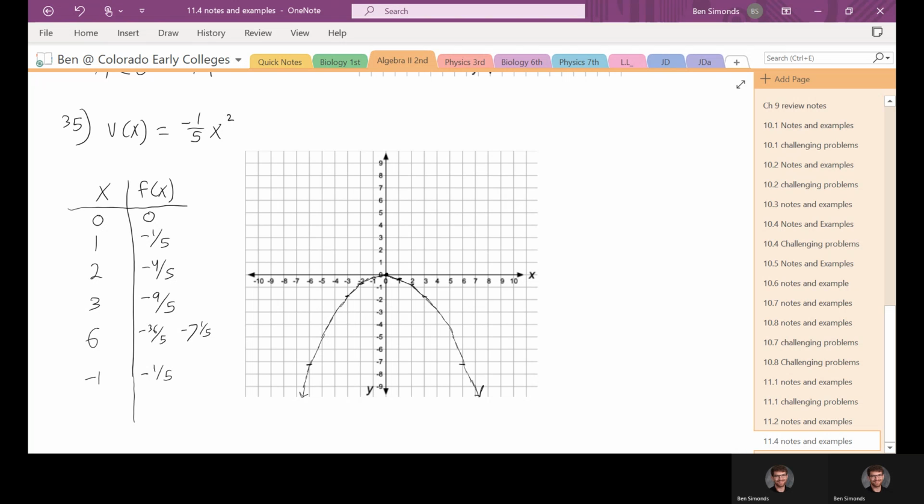So it's called scaling when we do that. When you take a function and multiply it by some number or divide it by some number, as the case might be for number 35, that's called scaling. So when you scale a quadratic graph, when you scale a parabola, you're either going to make it skinnier or fatter, depending on if you're multiplying by something larger or smaller than 1.